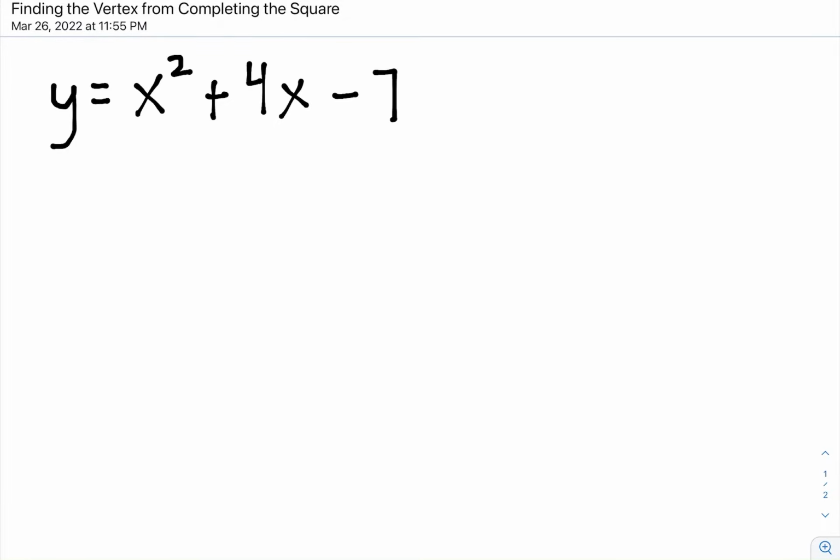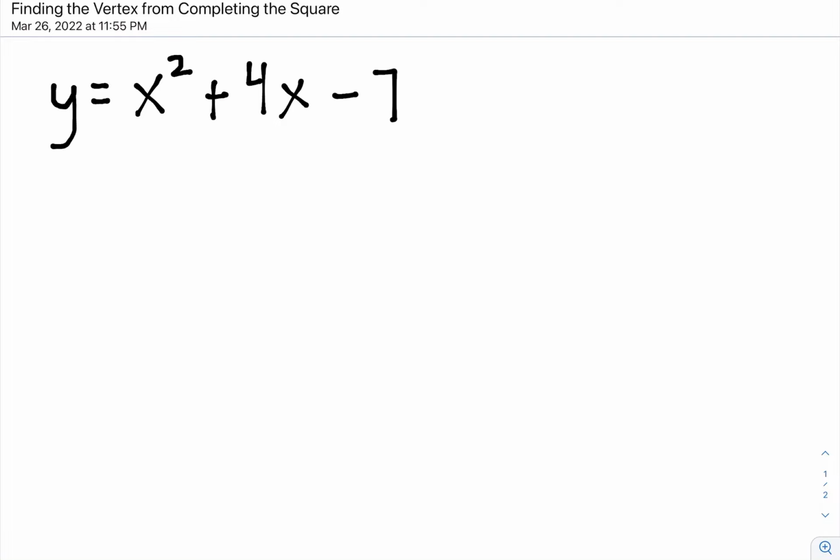Hi there. So right now I'm just going to talk to you about how we can find the vertex of a parabola from completing the square. We're given this equation here, y equals x squared plus 4x minus 7. And the question might be, find the vertex of this parabola if you were to graph it. Okay, so that's not the easiest thing to do.